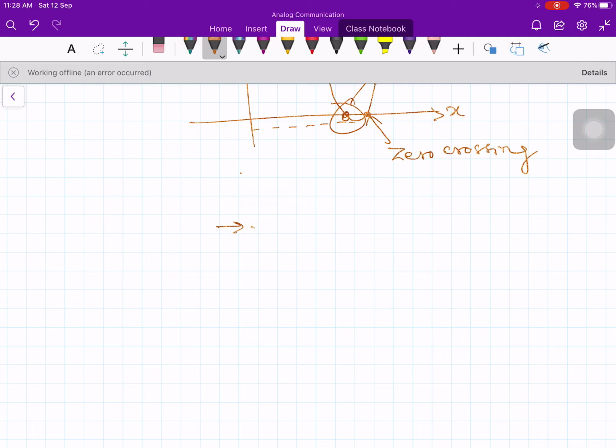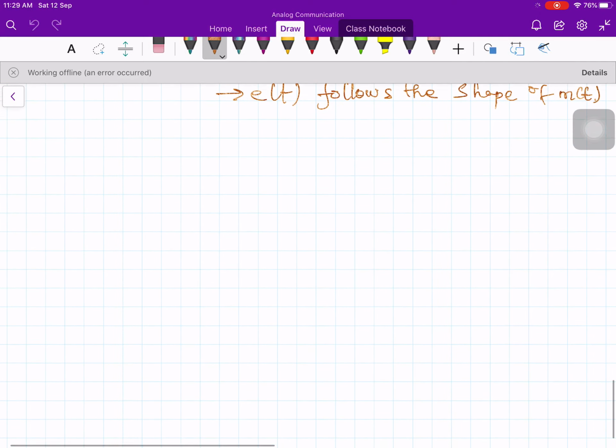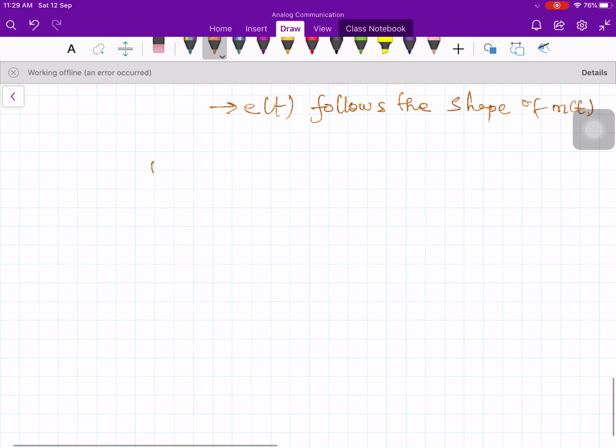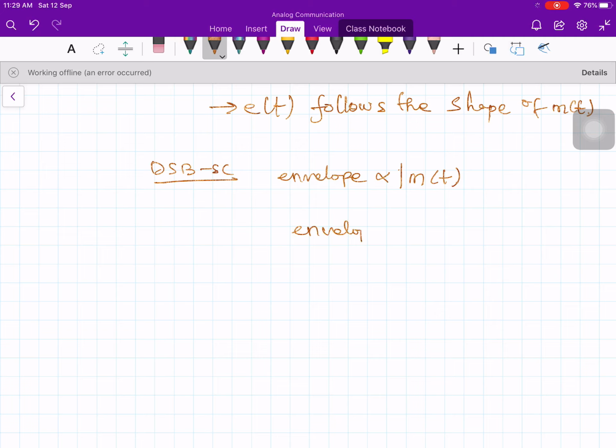So the point is E of t follows the shape of m of t. If you recall from the DSB-SC case, what is the envelope? The envelope is proportional not to m of t, it is proportional to mod of m of t, please recall. But here the envelope is proportional to m of t. Shape does not change.